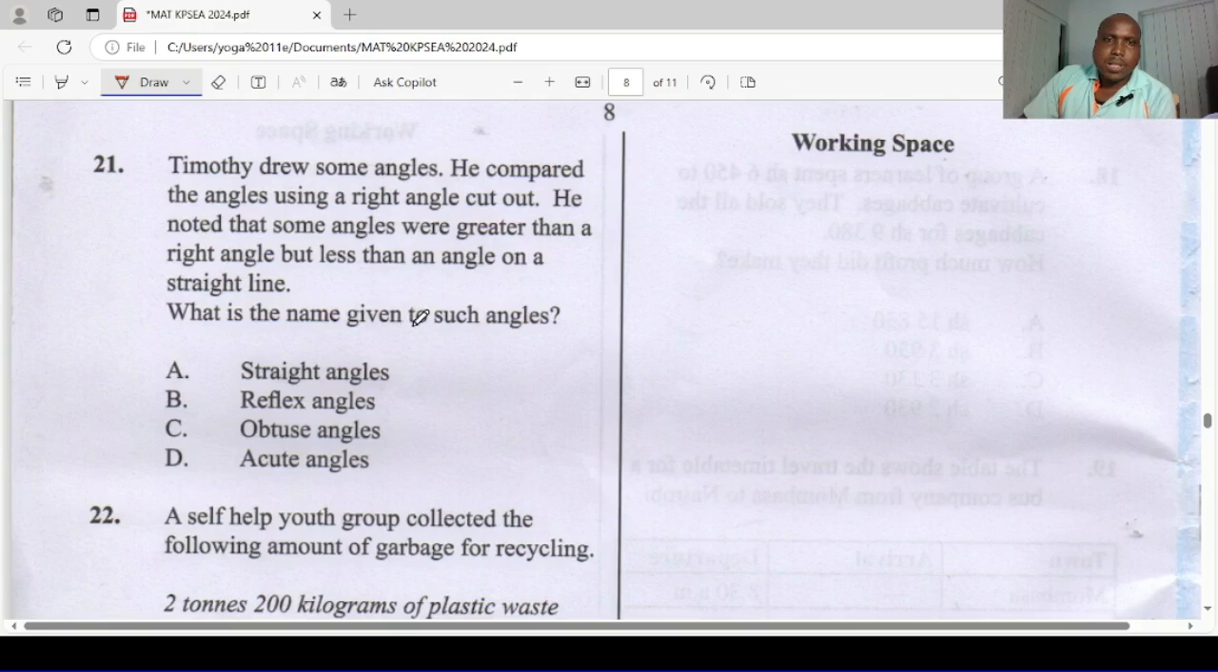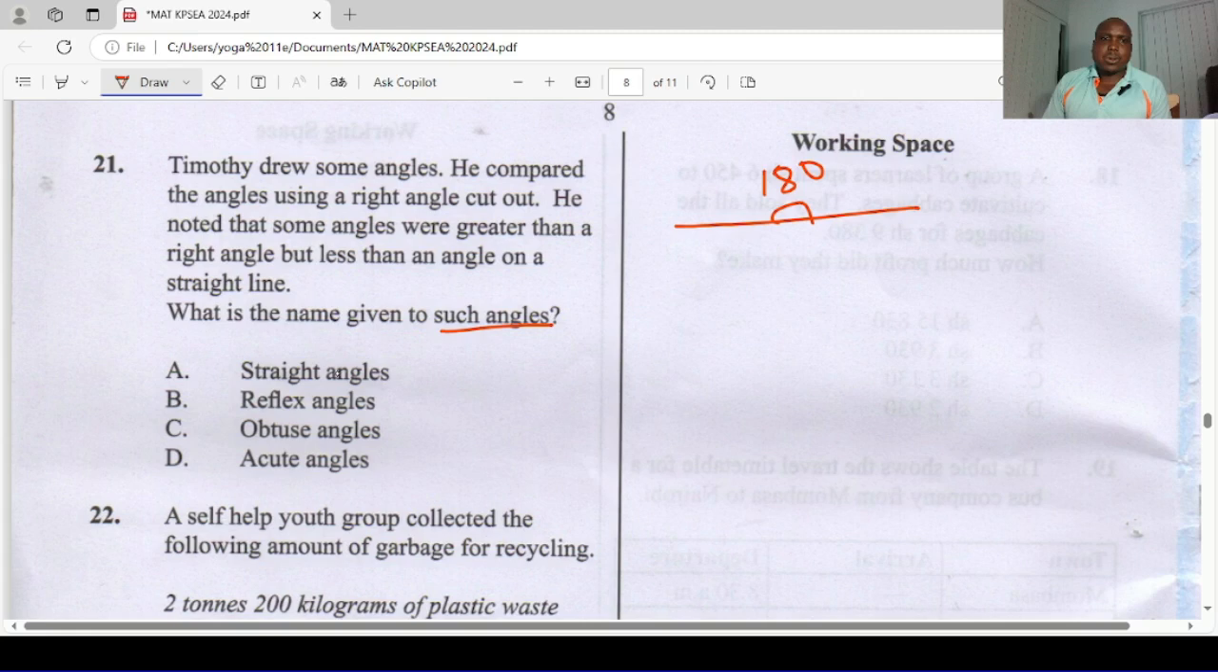Timothy drew some angles. He compared other angles using a right angle triangle cut out. He noted that some angles were greater than the right angle but less than an angle on a straight line. Angles on a straight line add up to 180. So here the angles were less than 180 but greater than 90. What is the name given to such angles?